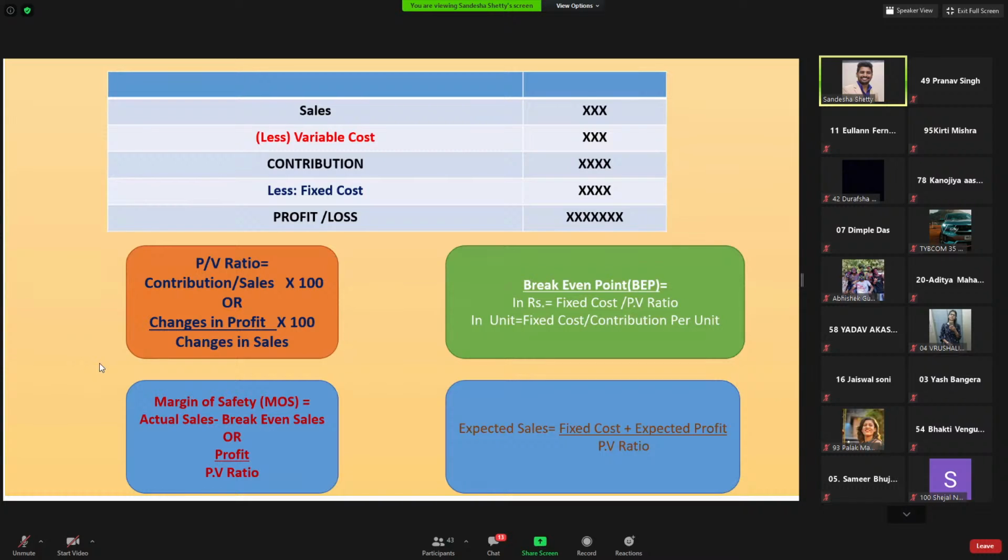Hope I'm clear to you. If the PV ratio, contribution divided by sales, does not work, in the sense that contribution divided by sales is not applicable here, then we will change the formula: changes in profit upon changes in sales into 100.